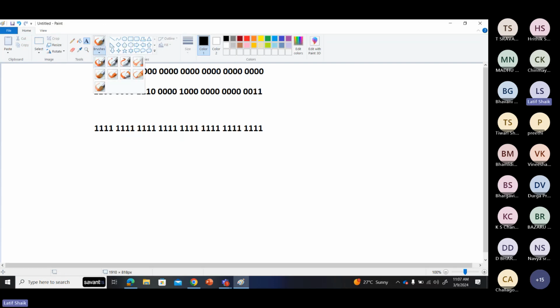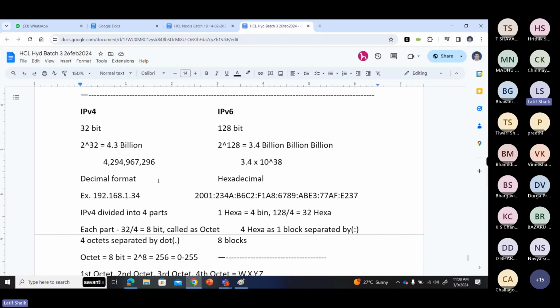So how to calculate? 32 bits means 2 to the power of 32, which is 4.3 billion. So 4.3 billion IP addresses, starting from here and ending here. Written in a normal manner, almost 4 billion 294 million 967 thousand 296. This is in the billion-million manner. Otherwise, you can write it like this: 429 crores. This is one, right?